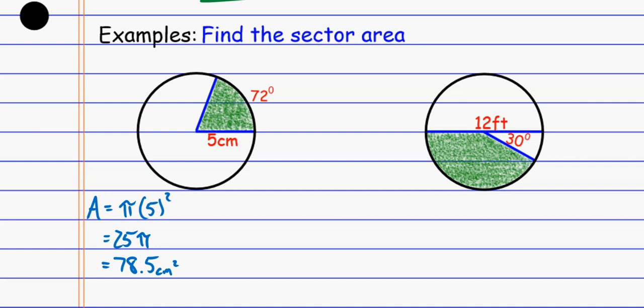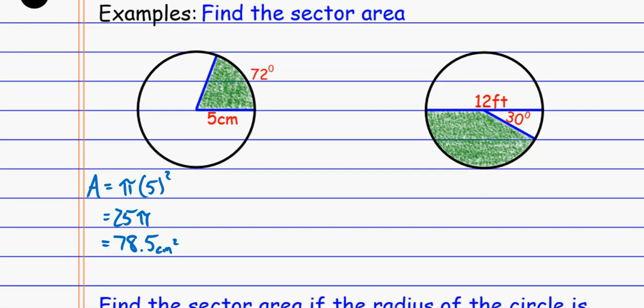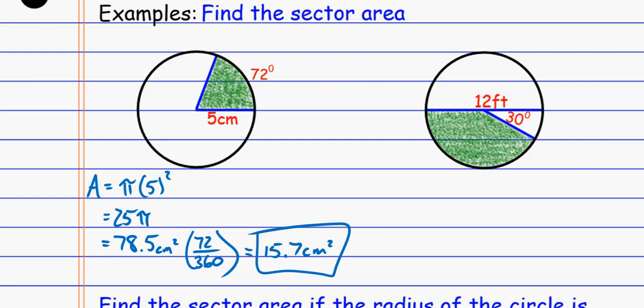But I don't want the entire area of this thing. I only want a fraction of the area. The fraction that I want is represented by 72 out of 360 degrees. The fraction is still depicted based on the angle that I have. It's 72 out of the total 360 degrees. That's the fraction of the area that I want. So I multiply this, and it gives me 15.7 square centimeters approximately, okay? So that's option one.